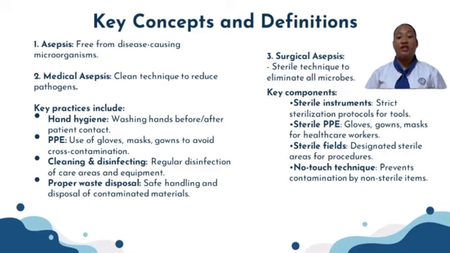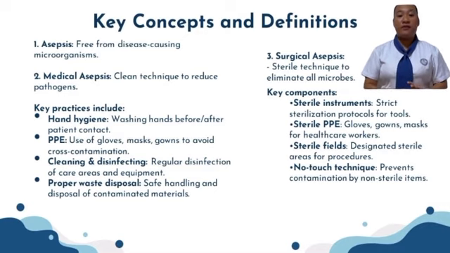The second type is surgical asepsis, or sterile technique. This aims to eliminate all microbes during a procedure. Its key components are sterile instruments, which are tools that must be properly sterilized. Then sterile fields, which are specific sterile areas for procedures. And lastly, the no-touch technique, which prevents contamination from non-sterile items.